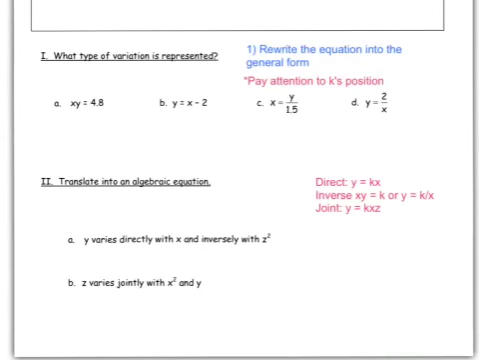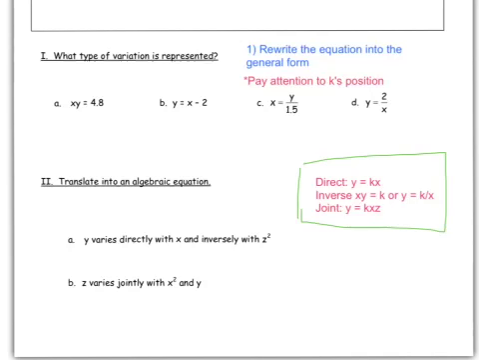Okay, so for the first type of questions, for which type of variation is represented, what you basically want to do is just rewrite the equation into the general form. So I put a little reminder right here for you to remember from the top all of your different forms. Direct variation is y equals k times x. Inverse is x times y equals k. So the x and the y are on the same side of the equal sign. And joint variation has 3 variables, so that one should be pretty easy to identify.